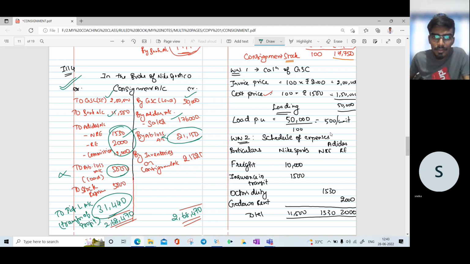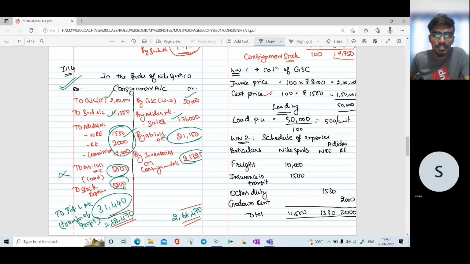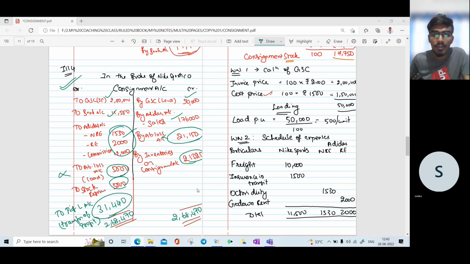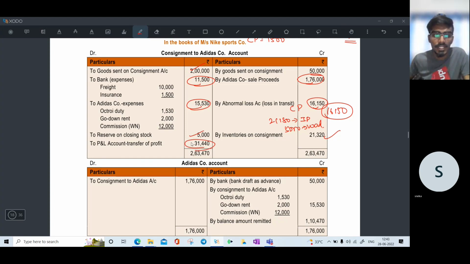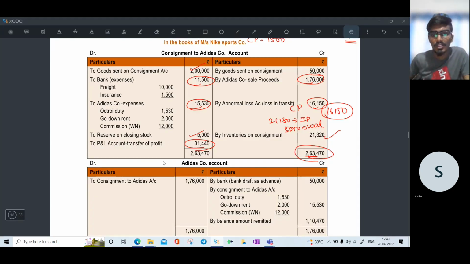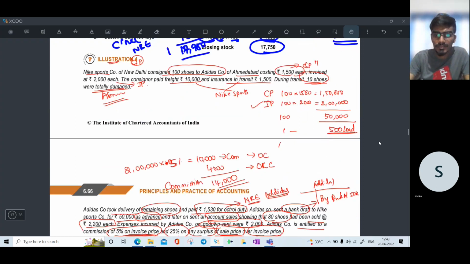Okay, then we put 21,320 as our inventories on consignment. So stock reserve is also 5,000. So we will end up with 5,000. Okay, we will derive the answer of 31,440. In the same way, the total may be different, 2,63, 2,68. The difference in the total is because we have voluntarily increased 5,000 in abnormal loss. So our total may be different. That is not an issue. It is not a big issue.